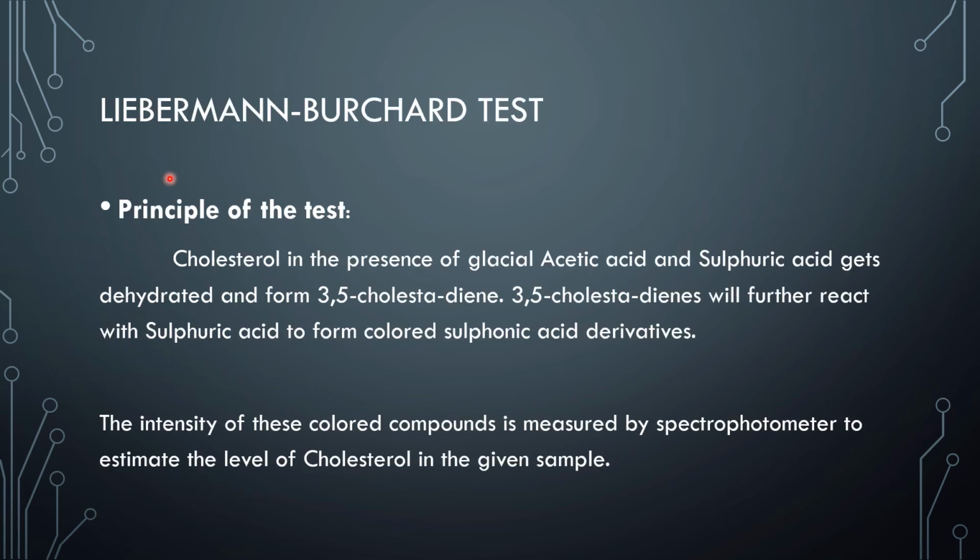Lieberman-Burchard test. Now this is the test that we will do to estimate the level of cholesterol in a given sample. Its principle is that cholesterol in the presence of glacial acetic acid and sulfuric acid gets dehydrated and forms 3,5-cholestadiene. This 3,5-cholestadiene will further react with sulfuric acid to form colored sulfonic acid derivatives. And these colored compounds will then be measured with the help of a spectrophotometer to estimate the level of cholesterol.